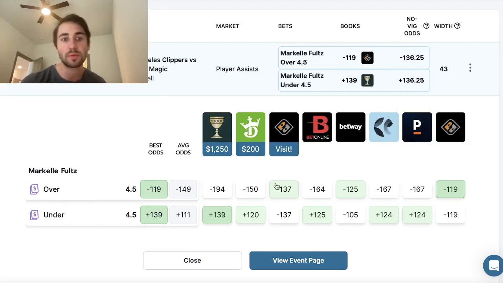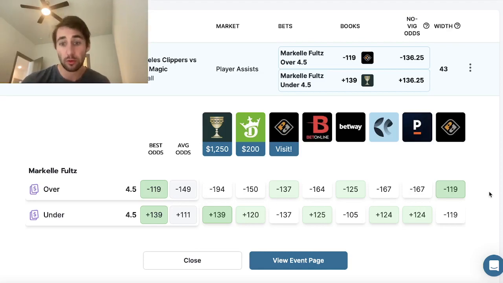Here, all the sportsbooks, they do have Fultz's over-under at 4.5 assists, but they have the over heavily juiced, right? DraftKings has it minus 150, BetOnline minus 164, Pinnacle minus 167, Betway minus 125. This OddsJam column is just Pinnacle odds. Caesars has this as almost a 2-to-1 favorite at minus 194.